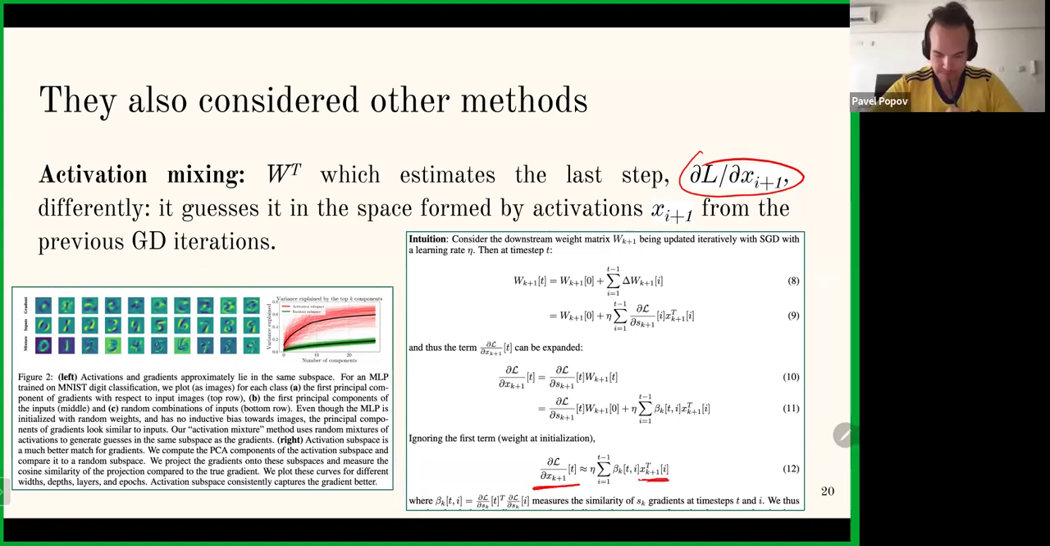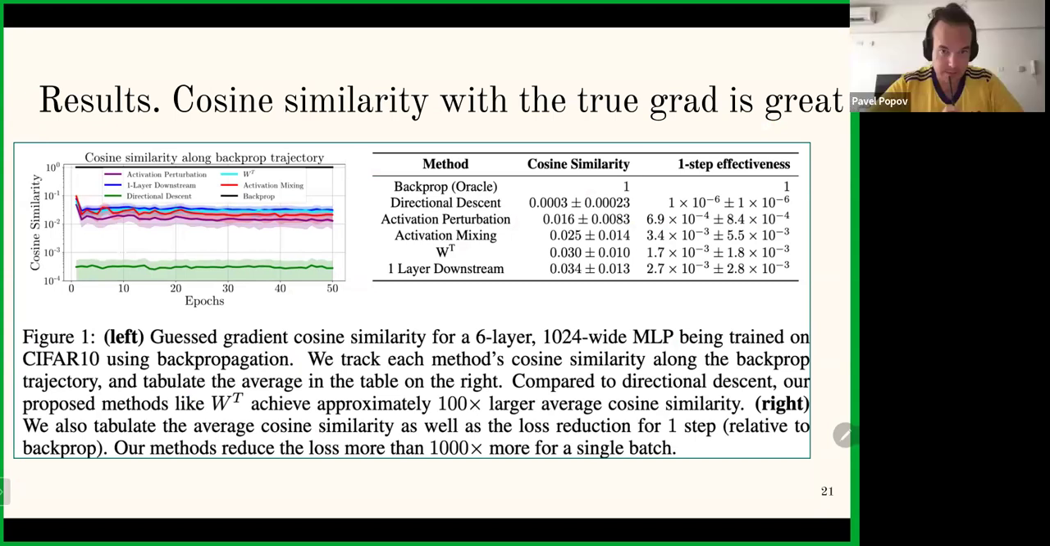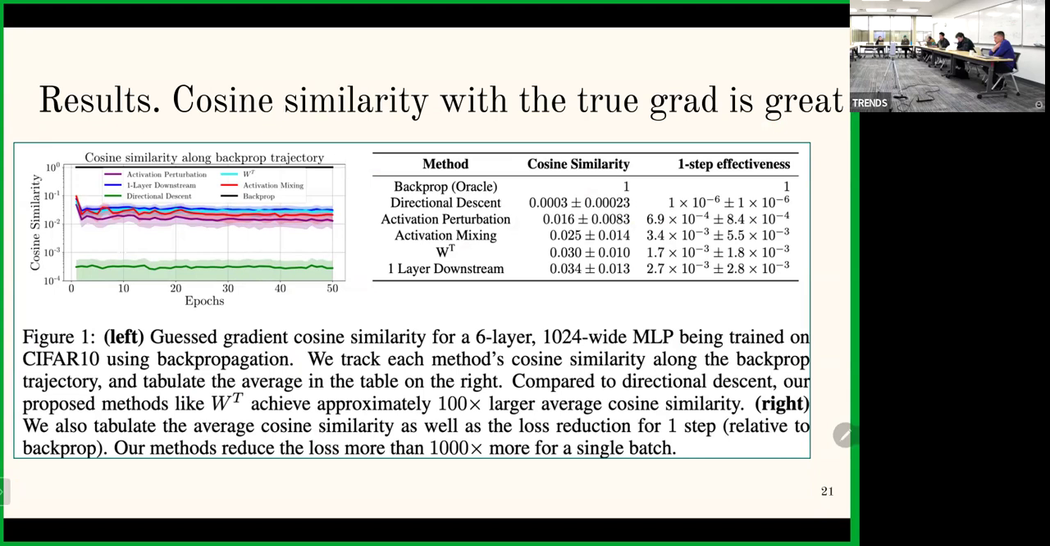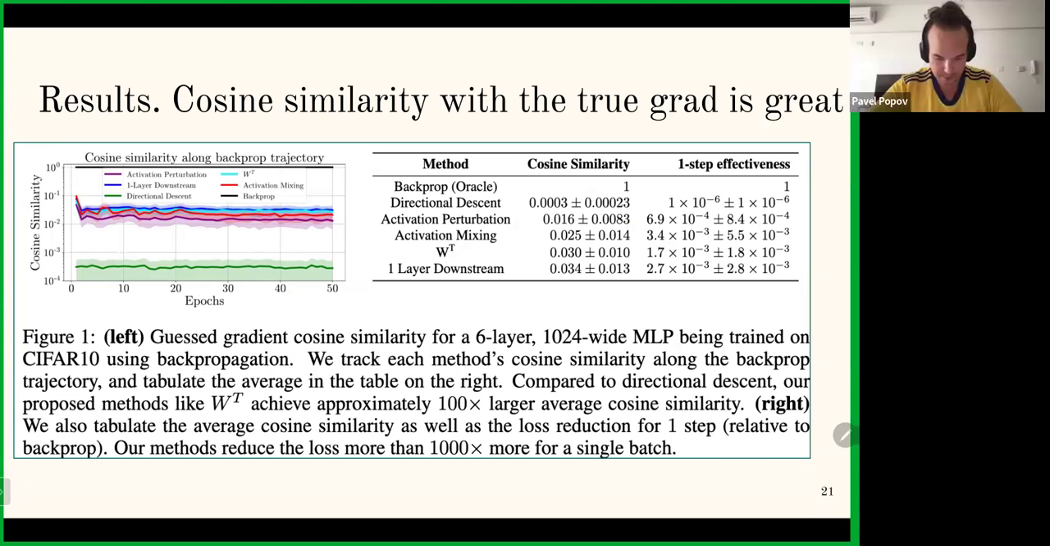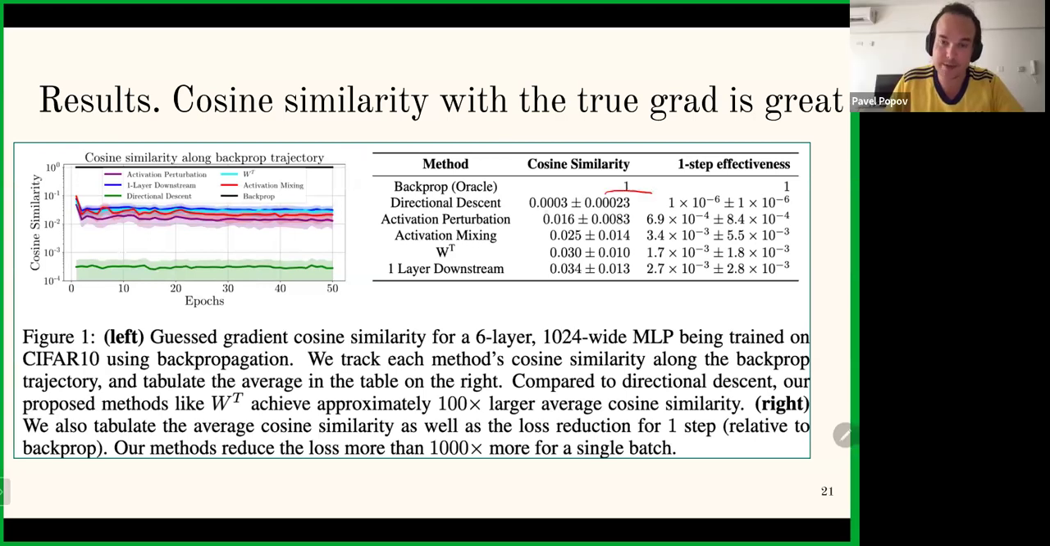Okay, but if you go to the comparison plot with backprop, the blue one, this one layer downstream, is higher than W transpose, right? I think that's the only time it is better. And plus, it's quite close to W transpose. So yeah, back propagation has a perfect cosine similarity with true gradient.